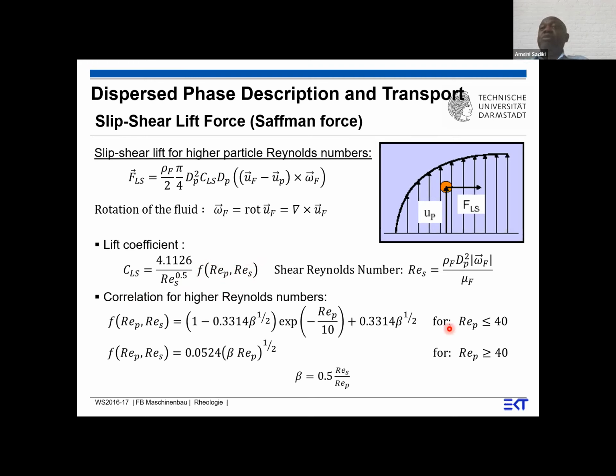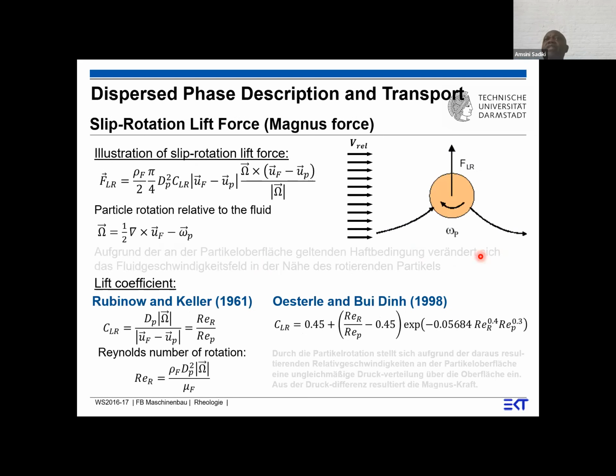So we have this obtained from some experiment if this particle Reynolds number is larger than 40, and the beta parameter is given by this ratio of these two Reynolds numbers. The first Reynolds number is known, and the other one is a function. We don't have here the velocity or relative velocity, but we have the rotation of the fluid. So the other force is the slip rotation lift force. It is the so-called Magnus force.